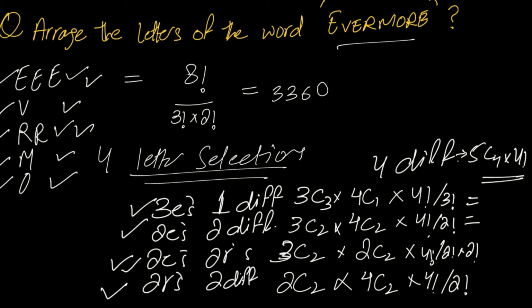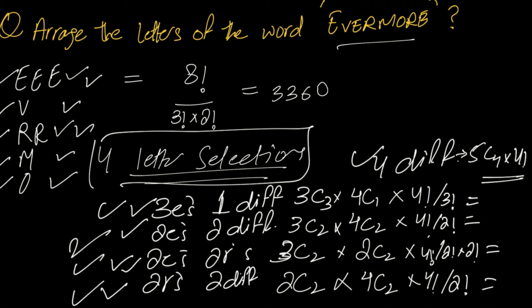Then we will take out the result of each and every one of these and we will add them up. So the result of all of these 5 things will be the number of 4 letter arrangements we can have from the word EVERMORE without any repeating. Okay, now let's move forward.